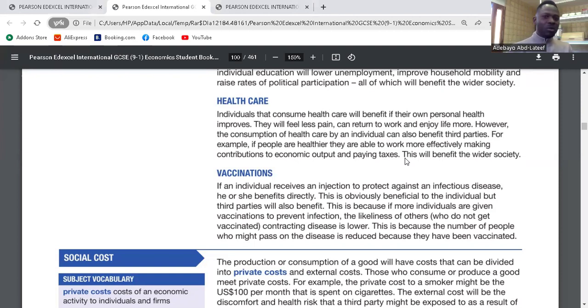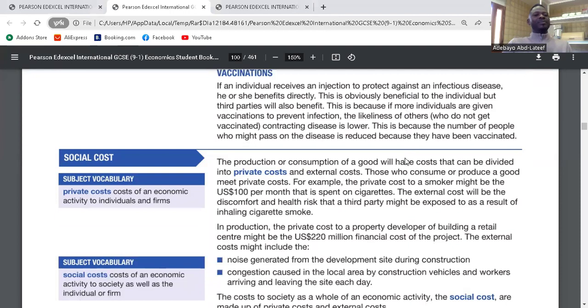Do you understand? Having good health means you'll be able to do more. You'll be able to contribute your own quota to the society. But when you don't have health, you might not be able to do that. Is that clear? Yes. And it's because you have health that you can work and pay your taxes, which government will be able to use to build infrastructure, to finance education, to finance healthcare. Is it clear? Yes.